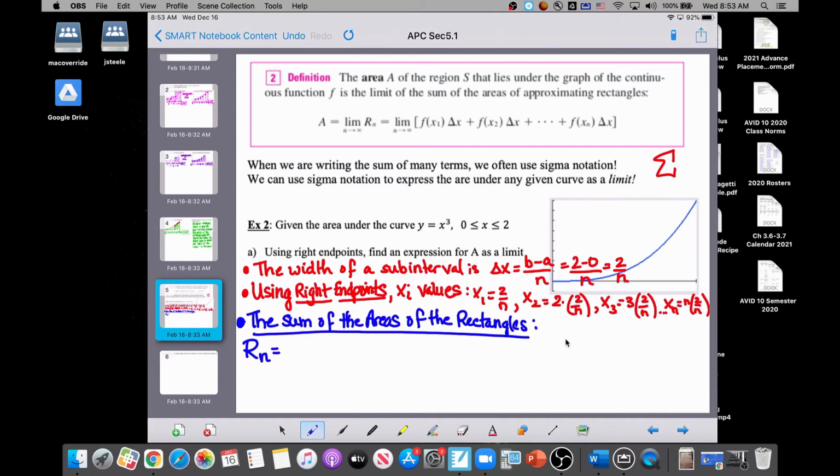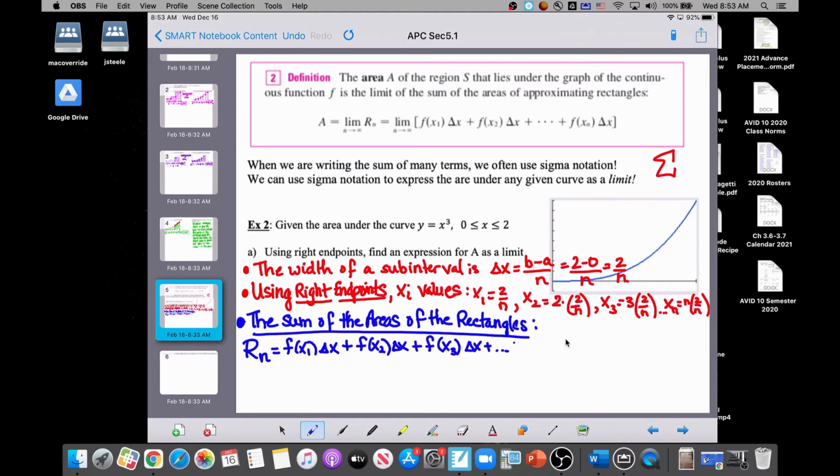We're going to call that r sub n. And again, the area of each rectangle is going to be the base of the rectangle times the height of the rectangle, right? So the first rectangle would be the height of the first rectangle, f of x sub 1, times our base of our rectangle, which is delta x. And our second rectangle would be the height of the second rectangle times delta x.